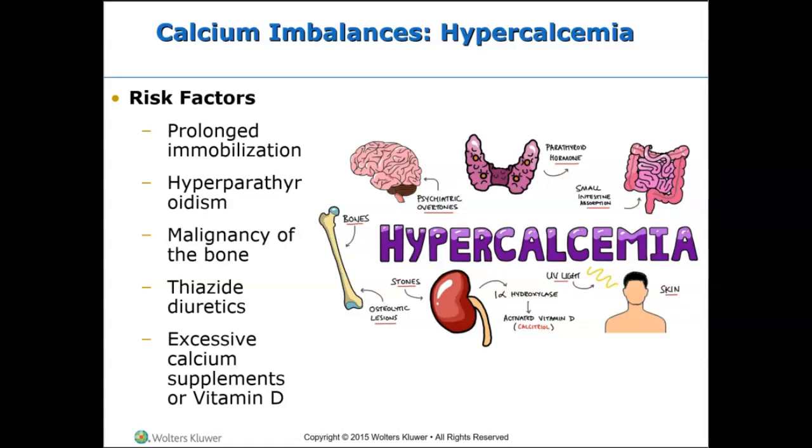Again, if we have a parathyroid problem, so an overactive parathyroid results in hypercalcemia. Malignancy of the bone would also cause calcium to leach, be broken down, and it would seep into the blood, resulting in hypercalcemia again. Thiazide diuretics cause hypercalcemia. And excessive calcium supplements or vitamin D would result in excessively large amounts of calcium, hypercalcemia.